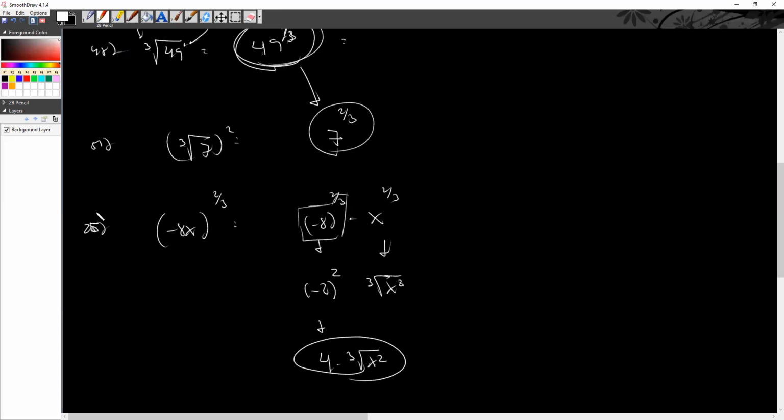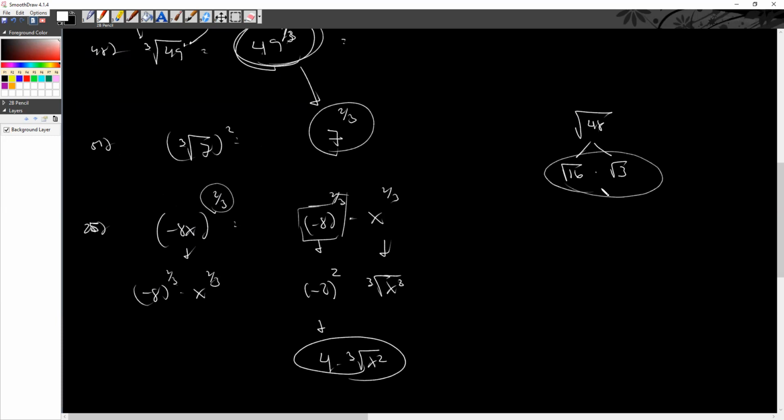Why did you multiply negative 8 times x? Remember how in the past, if I did the square root of 48, I would make that the square root of 16 times the square root of 3. This is the same idea: because I've got a fractional exponent going on, there's a radical going on, which means you can make this negative 8 to the 2/3 times x to the 2/3. It's the same principle.